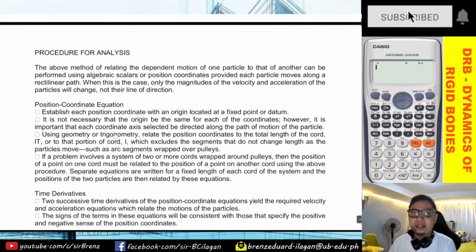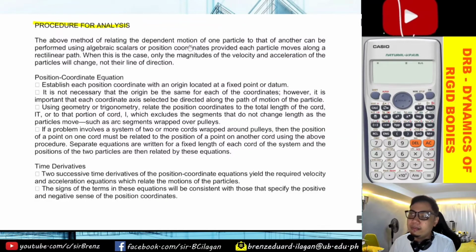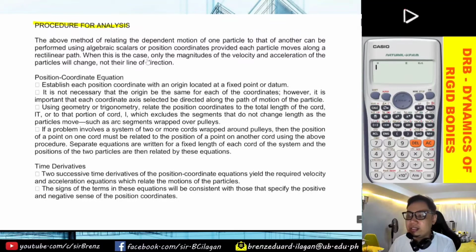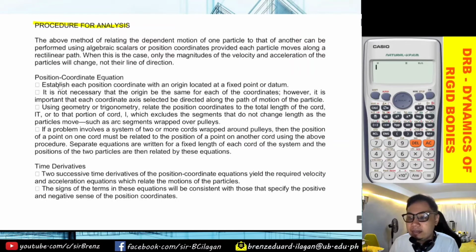So, to summarize that, yung procedure of analysis, ito yung kanyang step-by-step process. Okay? So basahin na lang natin na mabilis. So, this is the procedure for analysis. Again, the above method of relating the dependent motion of one particle to that of another can be performed using algebraic scalar or position coordinates, provided each particle moves along a rectilinear path. When this is the case, only the magnitude of the velocity and acceleration of the particles will change, not their line of direction.